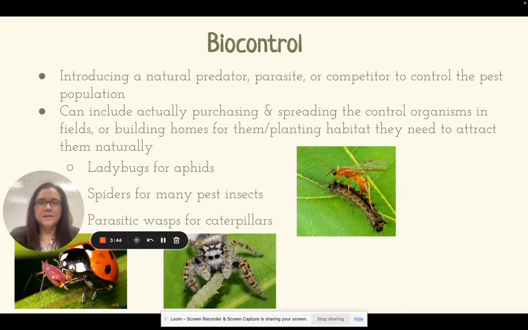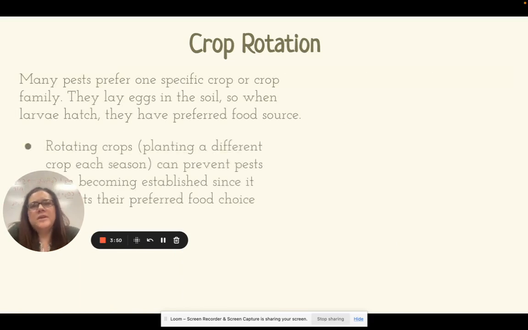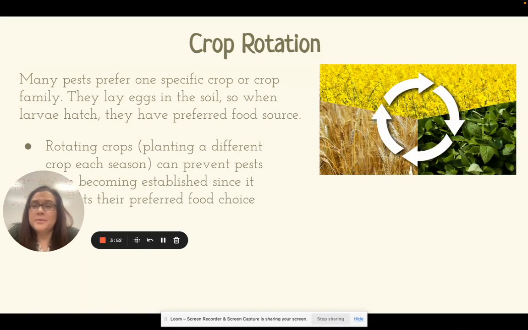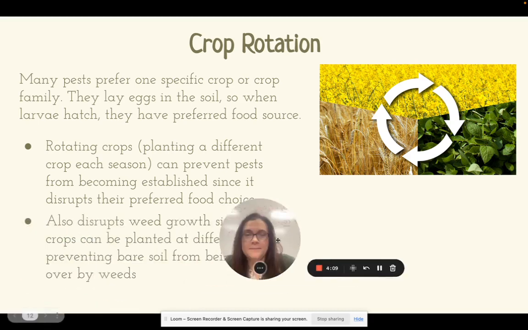We've got to be a little careful on the wasps because sometimes they can compete with natural pollinators, but it's a good one too. Okay, so I already mentioned what I needed to, I think, for crop rotation to try to prevent that food choice from being used. Again, the idea here is we're trying to prevent pests from becoming established. If we disrupt that food cycle for them, they lose that.